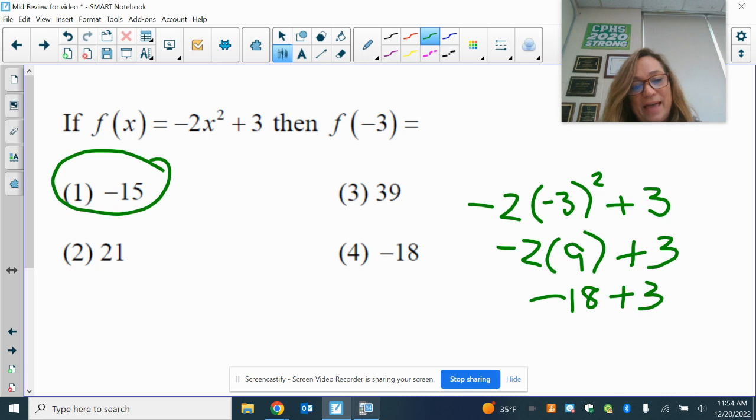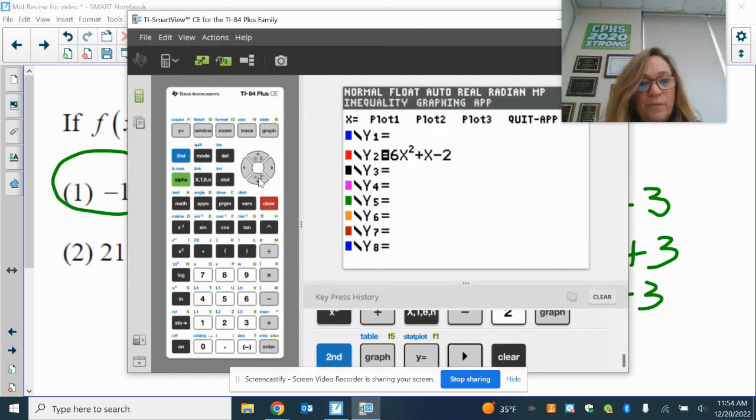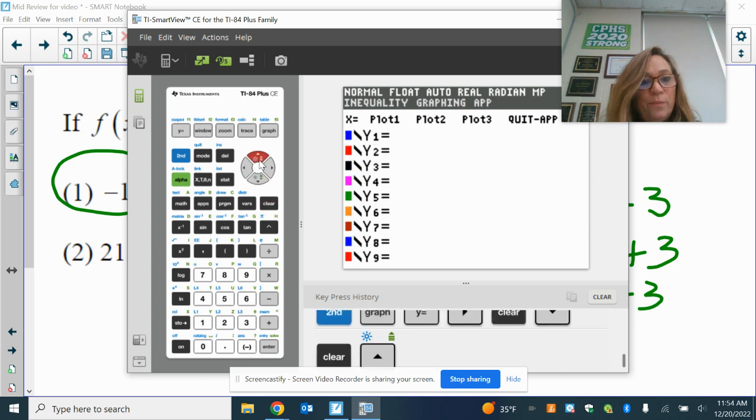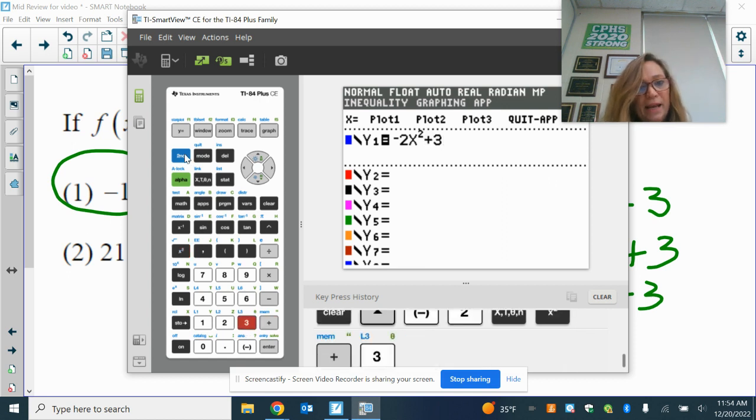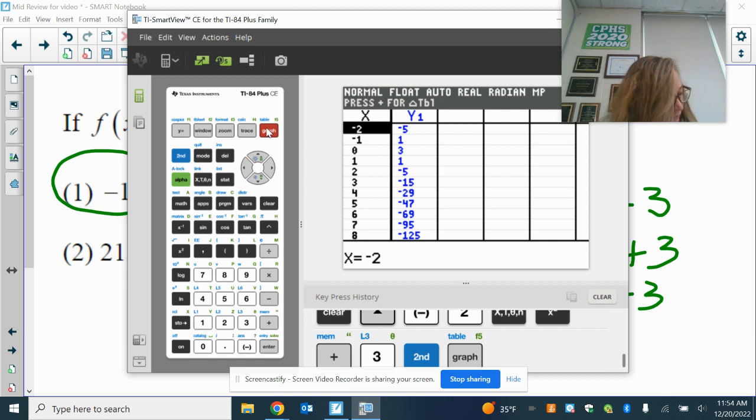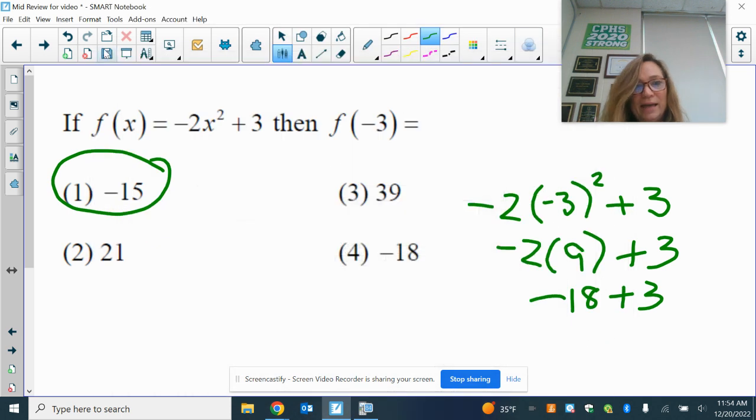And I'll show you again on the calculator. So on the calculator, I'm going to type it into my y sub 1. And where is it? Here it is. -2x squared plus 3. I'm going to go to my table, and I want to find the answer when x is -3. The answer when x is -3. Okay.